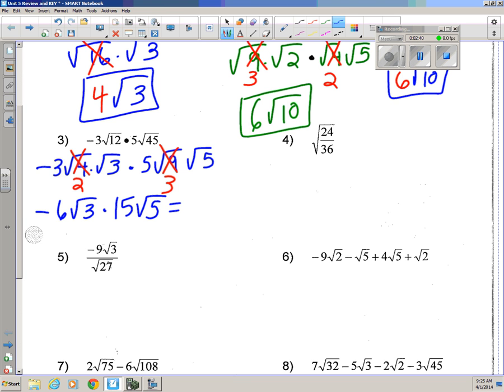I've got to simplify this. I can't keep it like this. Negative 6 times 15, negative 90. Radical 3, radical 5, radical 15.